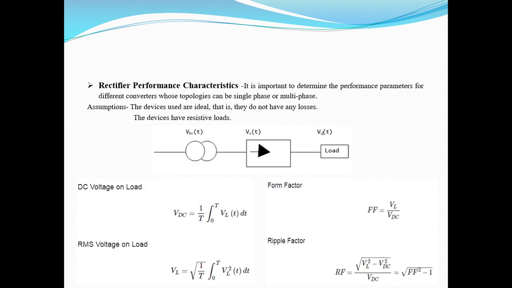Next comes rectifier performance characteristics. There are some performance characteristics of a rectifier. They are DC voltage on load, that is VDC, which equals 1 by T, integral from 0 to T of VL dt. Form factor is given by VL divided by VDC. RMS voltage VL equals root over 1 by T, integral from 0 to T of VL squared dt. And ripple factor equals root over form factor squared minus 1.